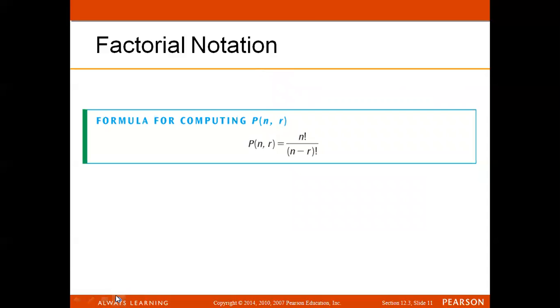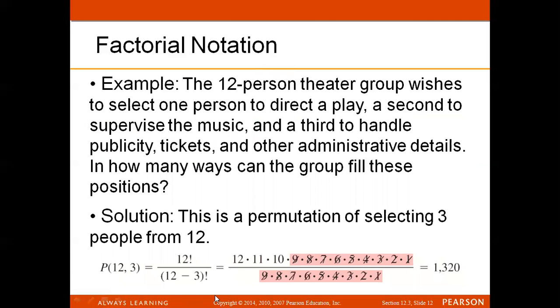The formula for computing permutations P(n, r): P(n, r) equals n factorial divided by the quantity n minus r, factorial. Example: the 12-person theater group wishes to select one person to direct a play, a second to supervise the music, and a third to handle publicity, tickets, and other administrative details. In how many ways can the group fill these positions?